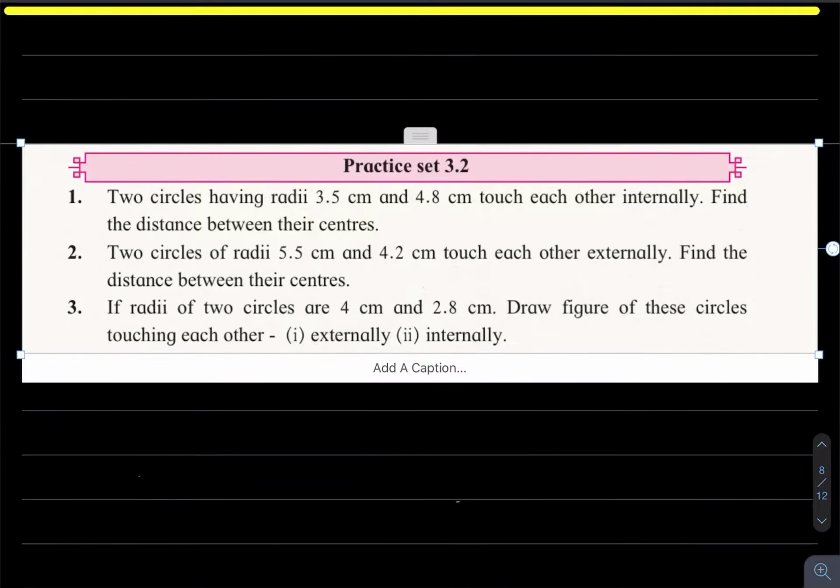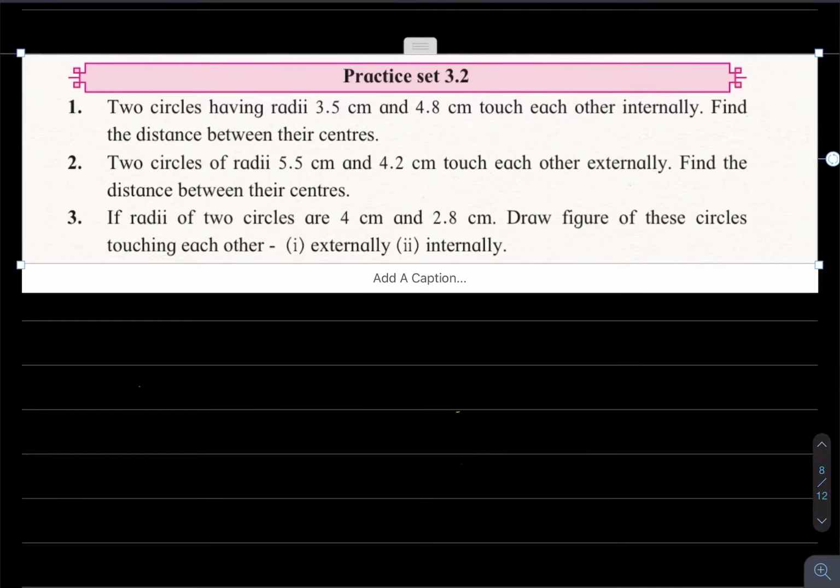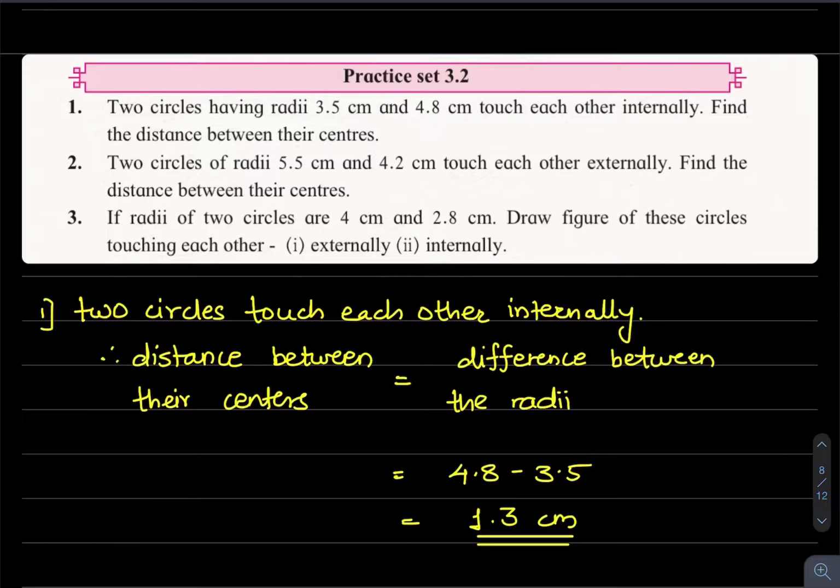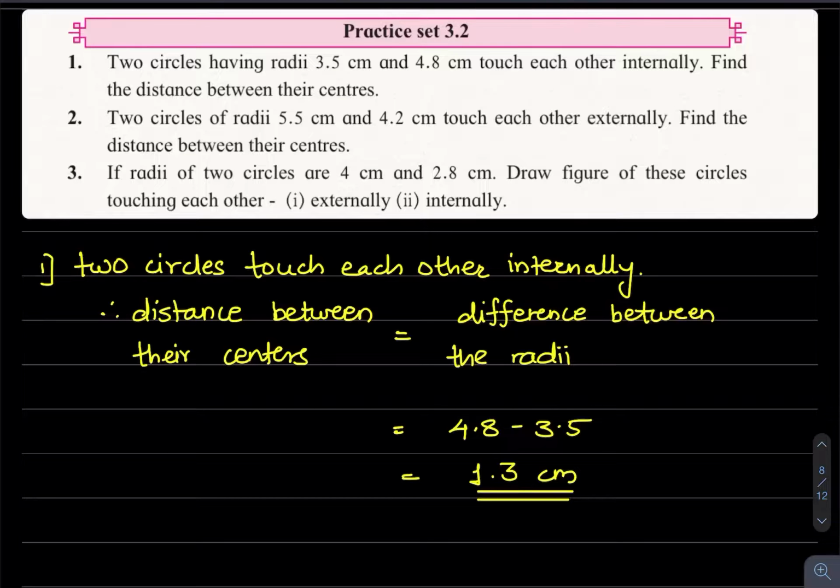This is practice set 3.2. We are not going to see all the problems, only the first problem. Two circles having radii 3.5 cm and 4.8 cm touch each other internally. Find the distance between their centers. So two circles touch each other internally, so the distance between their centers is equal to the difference between their radii. So bigger radius minus smaller radius, we get the answer 4.8 minus 3.5, which is 1.3 centimeter.